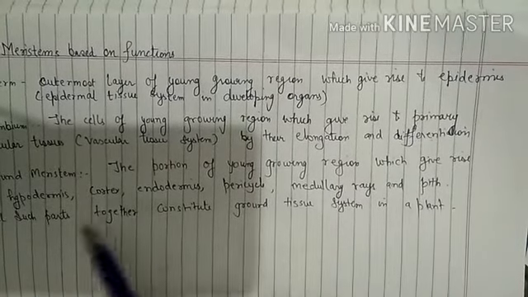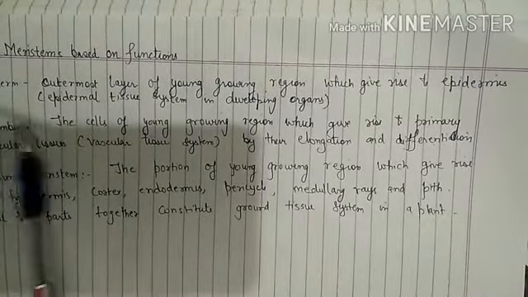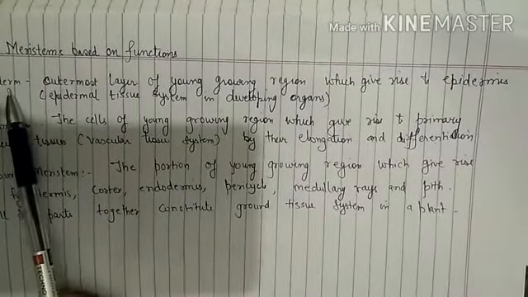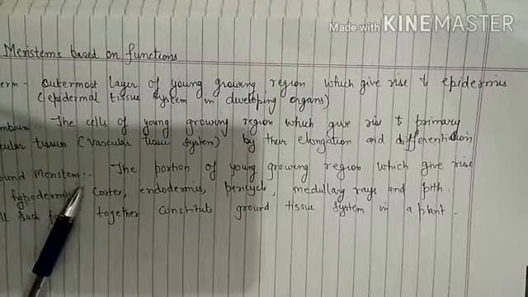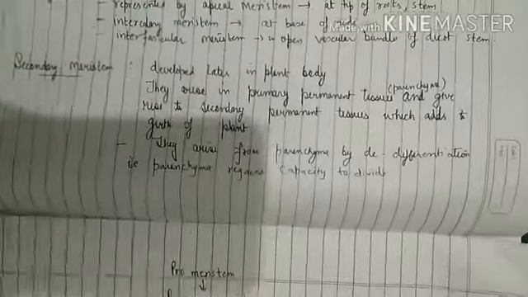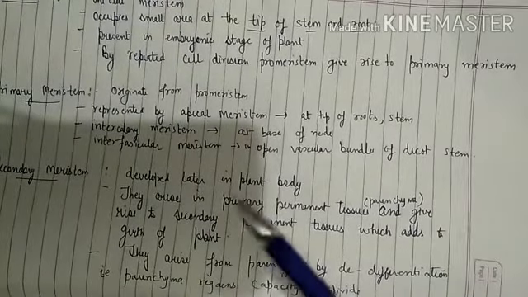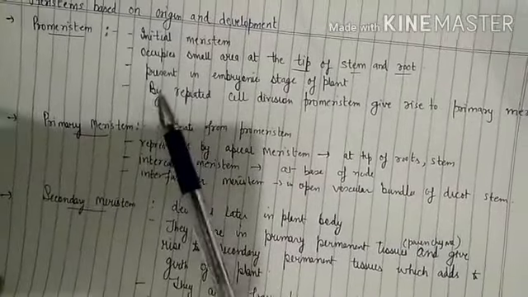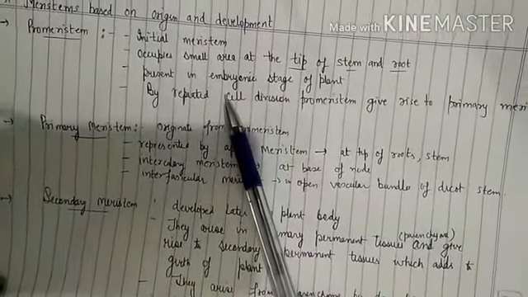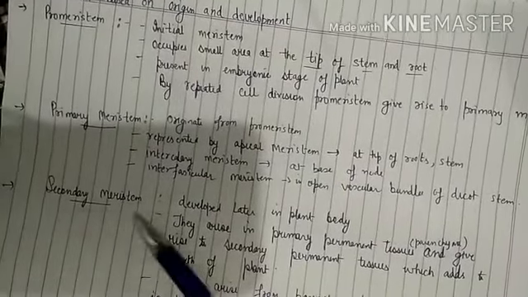So up to now you should know that according to function there are three types of meristematic cells, that is protoderm, procambium and ground meristem. And according to location there are apical, terminal, intercalary meristem and lateral meristem. And according to origin there are another three meristems, that is promeristem, primary meristem and secondary meristem.